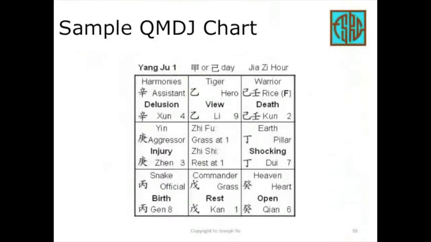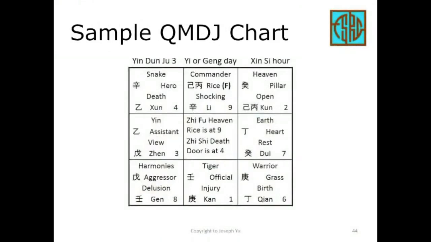This is an example of a Qi Men Dun Jia chart. Here we see another example of a complete Qi Men Dun Jia chart. It is the actual study of Qi and the Qi interaction between the 4 dimensions of heaven, earth, man, and spirit at any given moment.